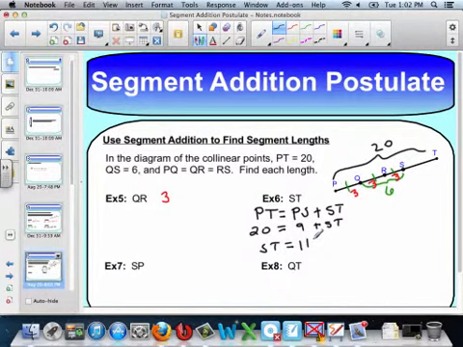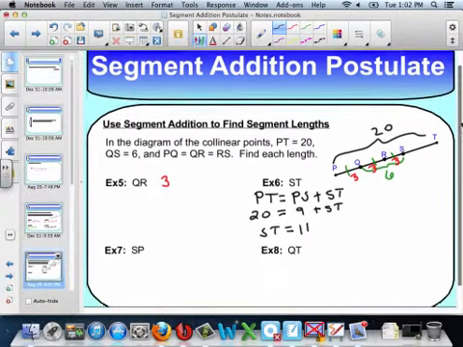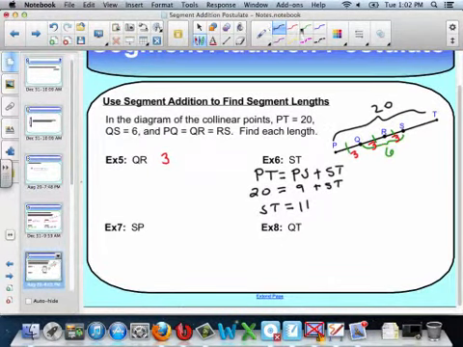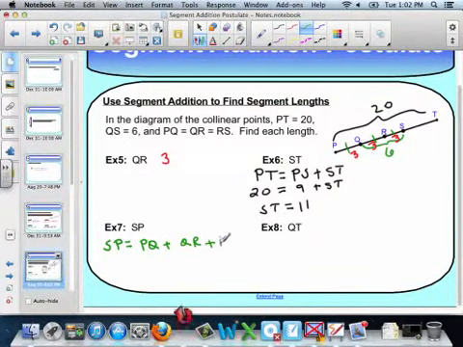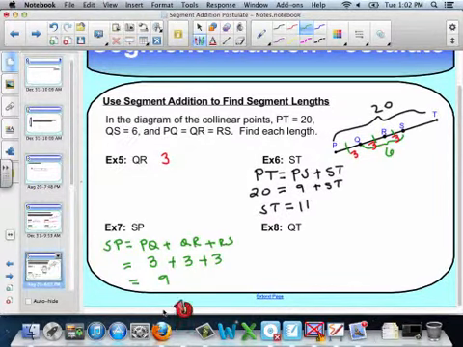Okay, let's take a look at number 7. Yes, but why? Because P, Q, R, S, they all equal 3. So we think of this as SP is equal to PQ plus QR plus RS. Each one of those is 3, 3, 3, and therefore SP is 9. Again, practicing that structure.